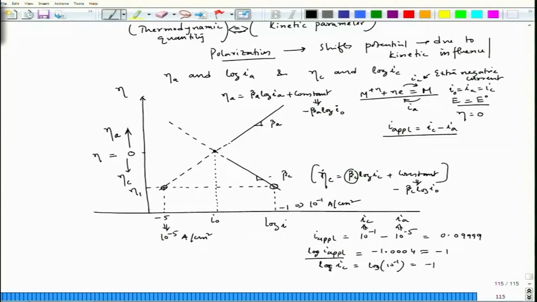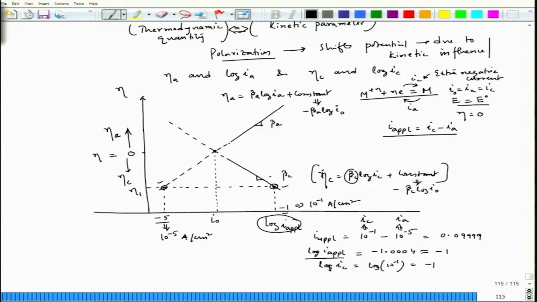and remember this corresponds to IA and this corresponds to IC, because this particular point, which is corresponding to current of 10 to the power minus 5 ampere per centimeter square, that time this particular point is lying on the anodic line, anodic Tafel plot, and this particular point is lying on the cathodic Tafel plot. So, this particular point should indicate IC and this one should indicate IA, and here I am putting minus 5 and minus 1 because we are taking log axis. So, we could see that log I applied is also falling on the same point of IC.